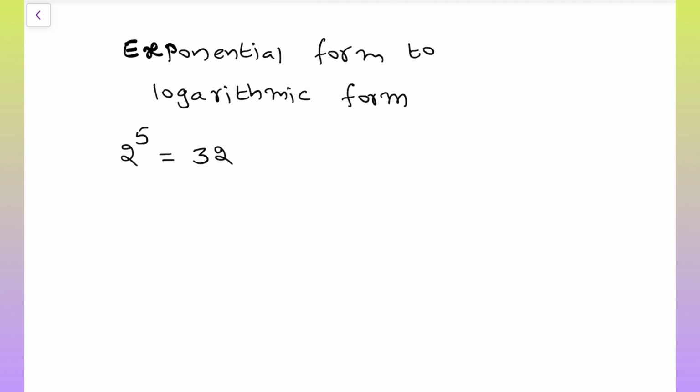2 power 5 equals 32. This is now in exponents and powers, so exponential form. This exponential form now we need to convert to logarithmic form. Then how to convert that? Simply for the answer keep log 32. This power you write as the answer here, equals 5.